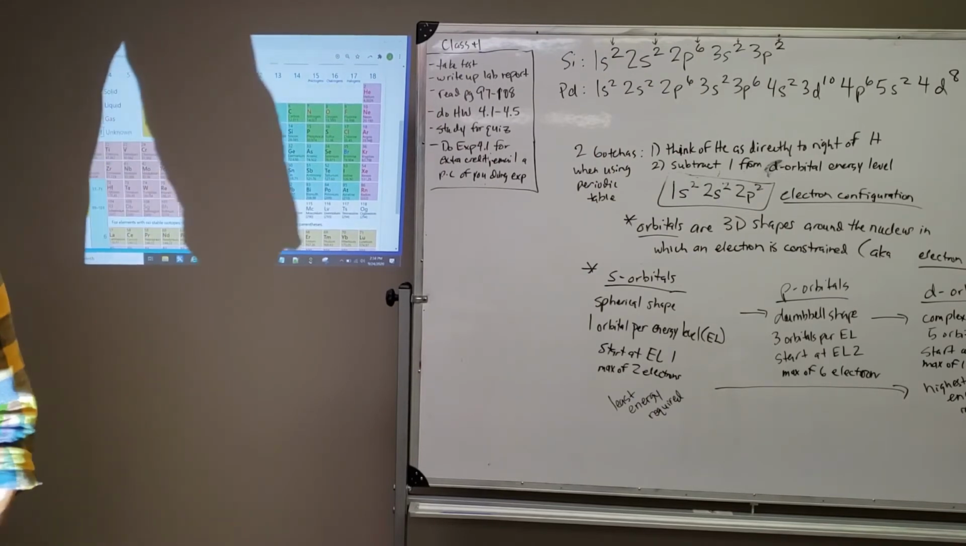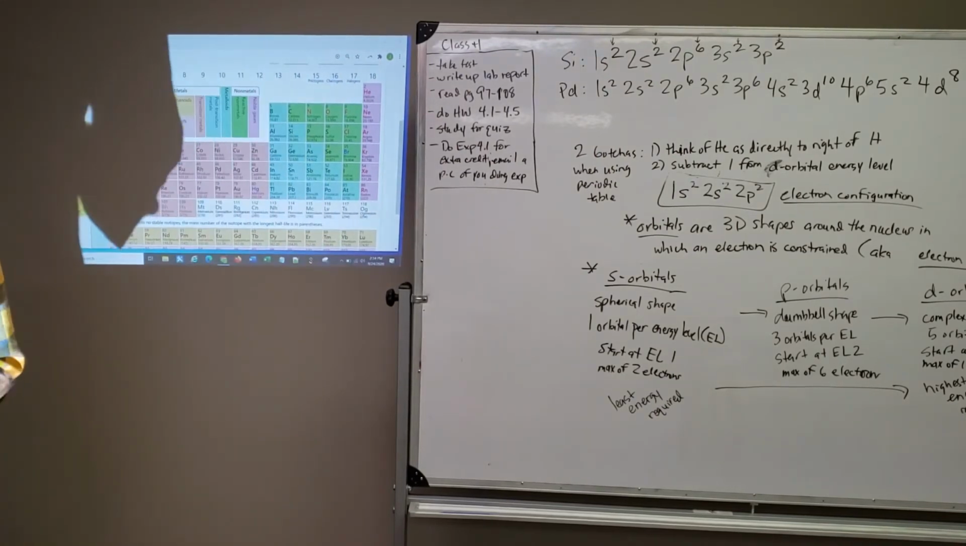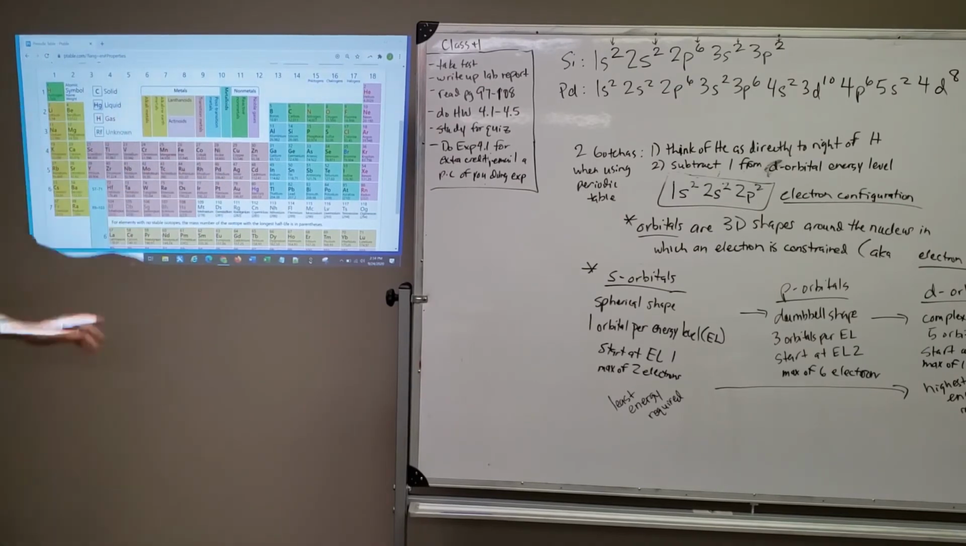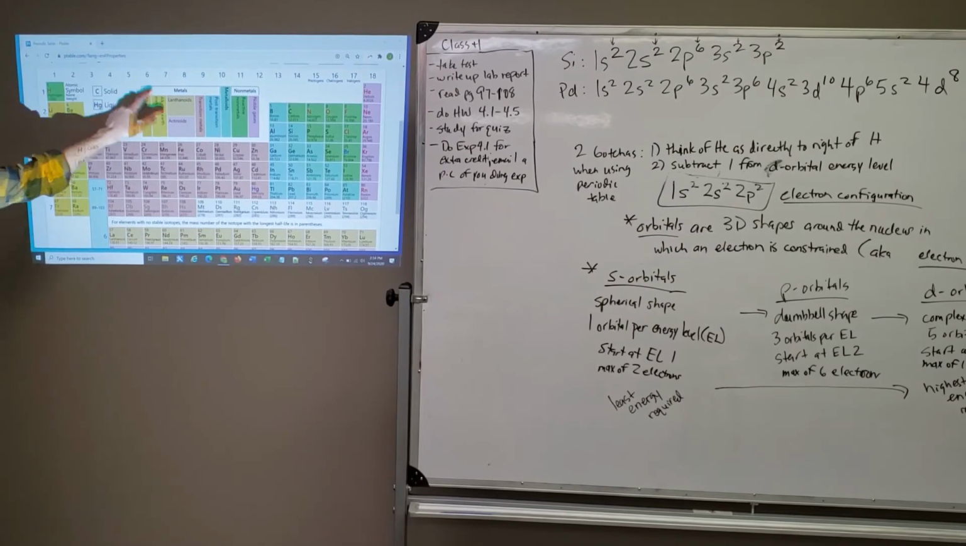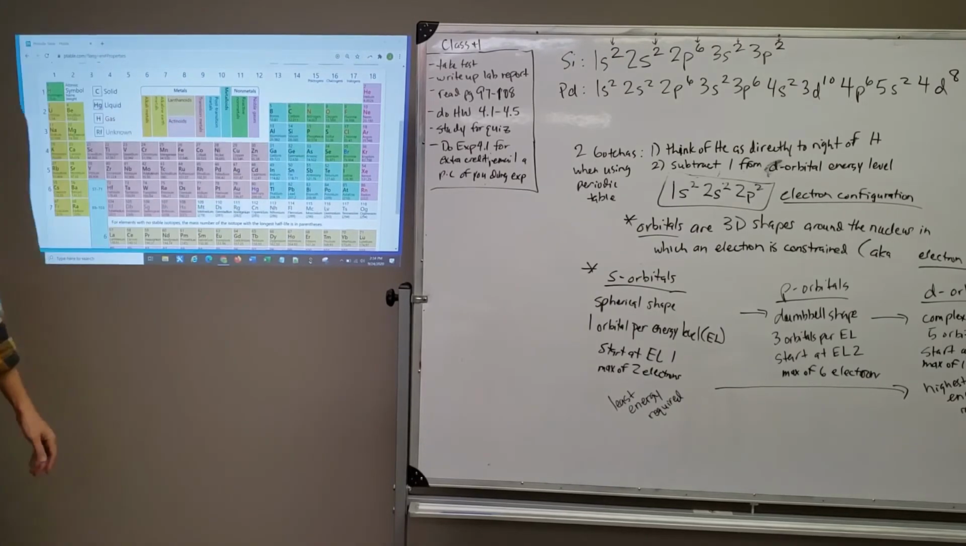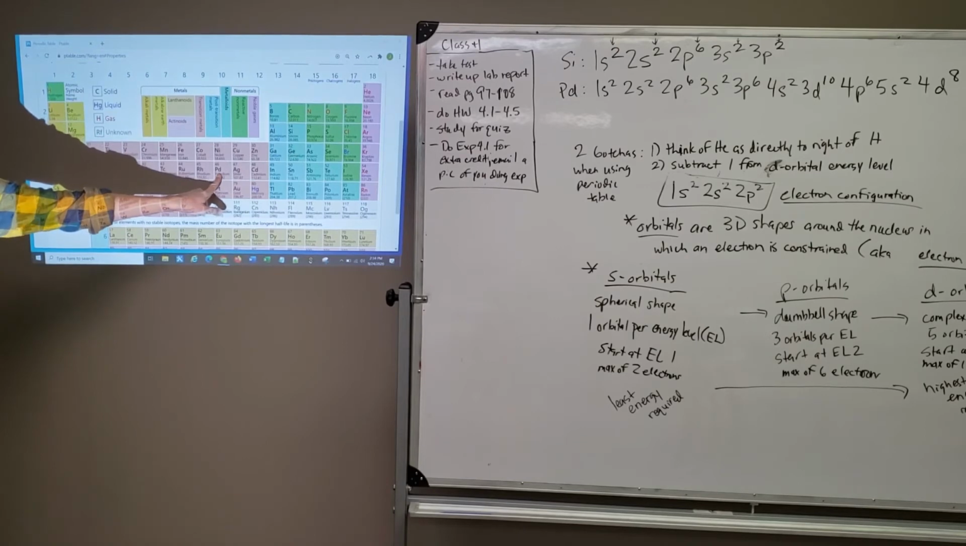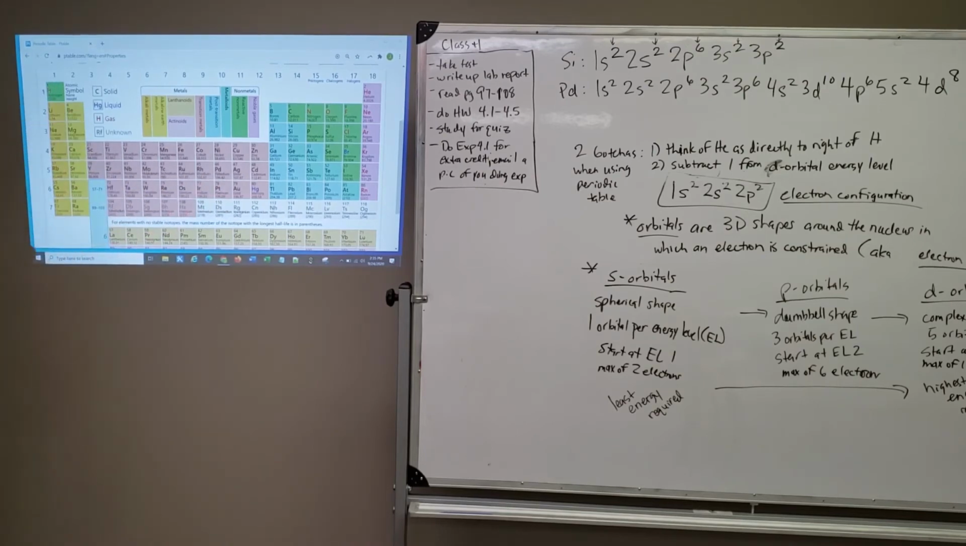All right, so the last thing that I want to go over very quickly is, if there are no questions about that. Anybody confused at all? Yeah, the reality is you don't really look at it and go, 1, 2, 3, 4, 5, 6, right? You don't really do that. What you do is you go, palladium's way down here, and so I know that everything up to that point is going to be full. And as long as I remember that S can hold a max of 2, P holds a max of 6, and D holds a max of 10, then I do use my periodic table to count it.